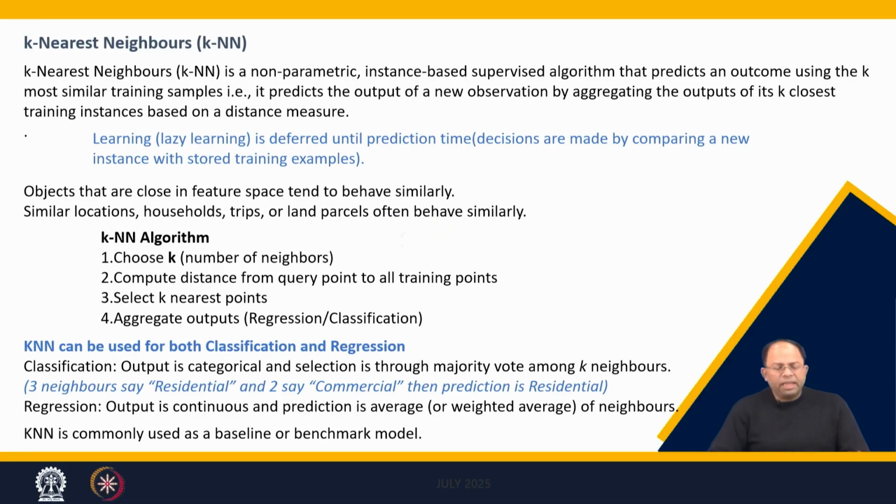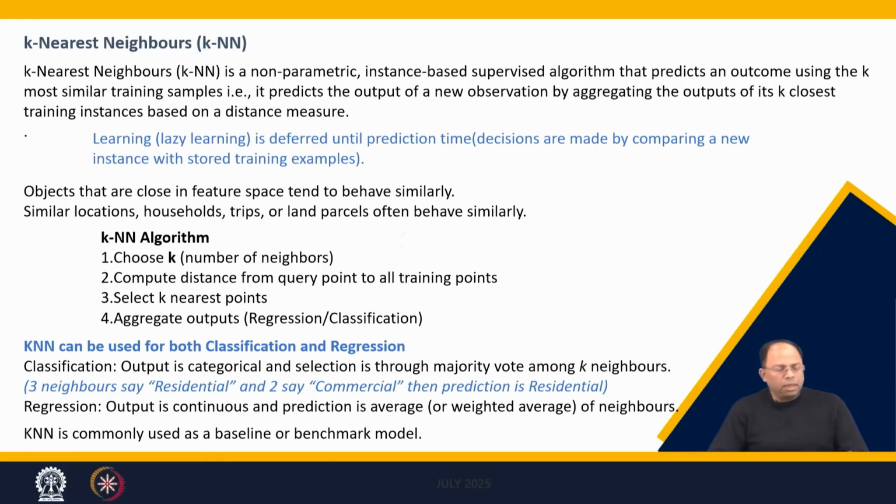Once we have selected that, then we aggregate the outputs. Depending on whether we are going for regression or classification, the aggregation method is different, but we take that and then accordingly we can predict for the new point. So for classification, the output is categorical and selection is through majority vote among the k neighbors. If most of the neighbors belong to a particular class, whichever is the more dominant class, that would be the class predicted for the new instance.